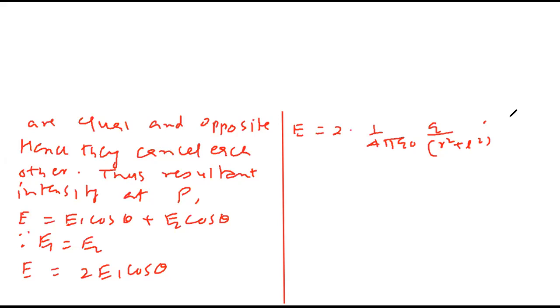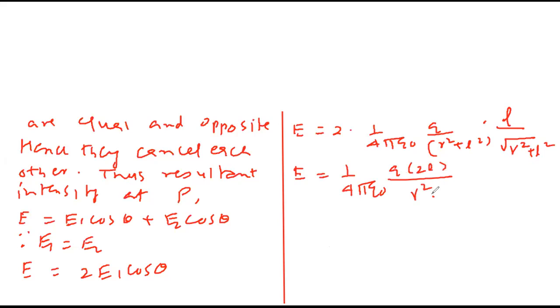Cos theta is adjacent side which is L upon hypotenuse which is root of R square plus L square, correct? Yes, sir. Okay. Therefore, E becomes 1 upon 4 pi epsilon naught Q into 2L upon R square plus L square, the first term has power 1, and the root means power half. So 1 plus half, can I write 3 by 2? R square plus L square.